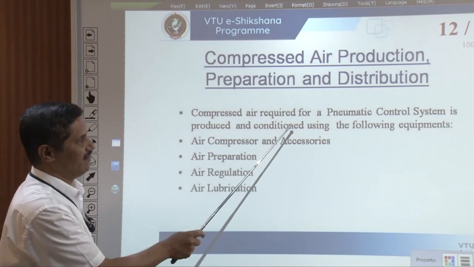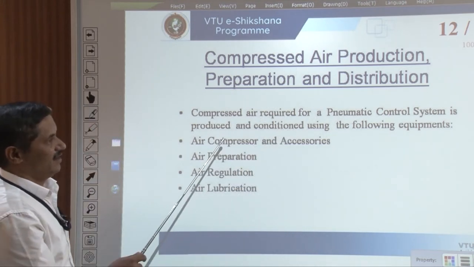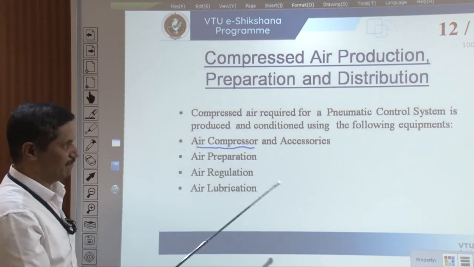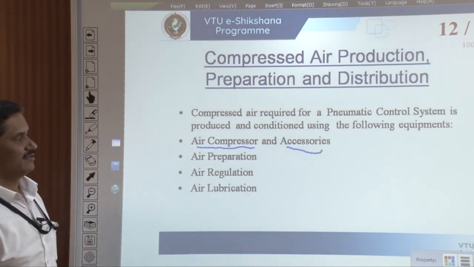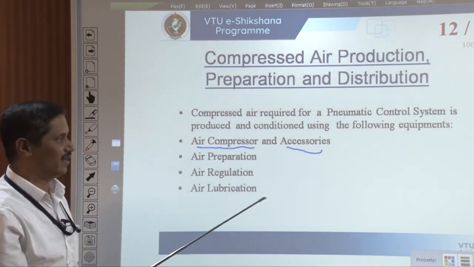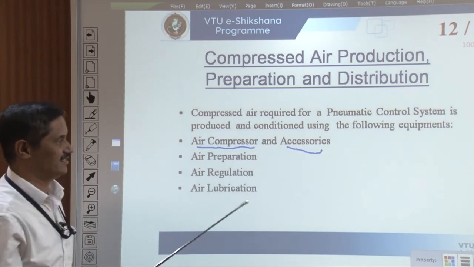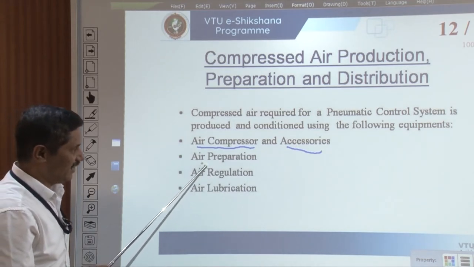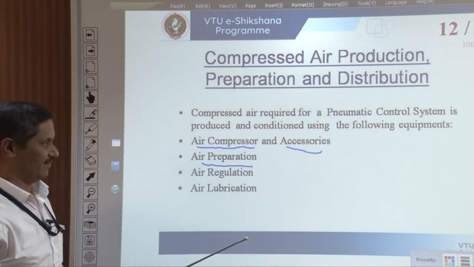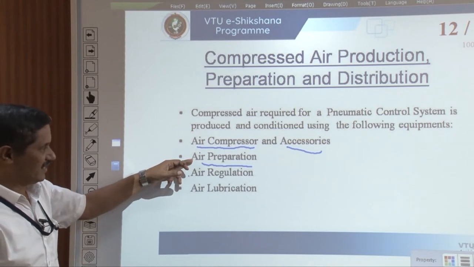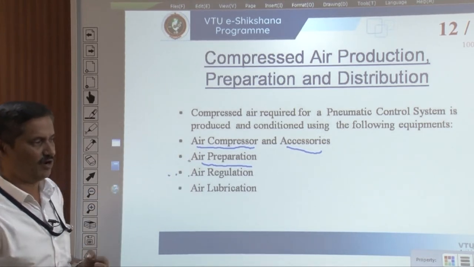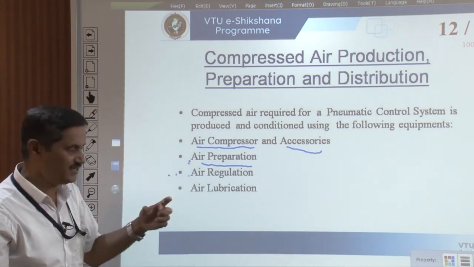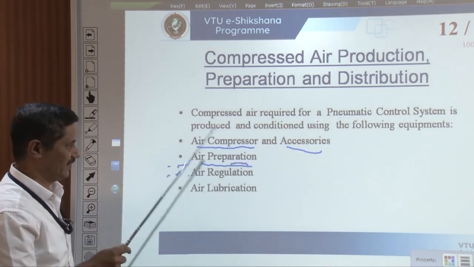Compressed air is required for a pneumatic control system, which uses air compressors to suck the air and compress it along with some accessories. The compressor is connected to an intercooler, filters and similar accessories, and all those come along with the compressor unit. Then there are some additional devices which we use for the preparation of the air. When I say preparation of the air, basically the air quality has to be improved. That is, we have to remove the moisture and also the dust from it. To do that, we use a lot of filters and dryers. Those come under the air preparation area here.